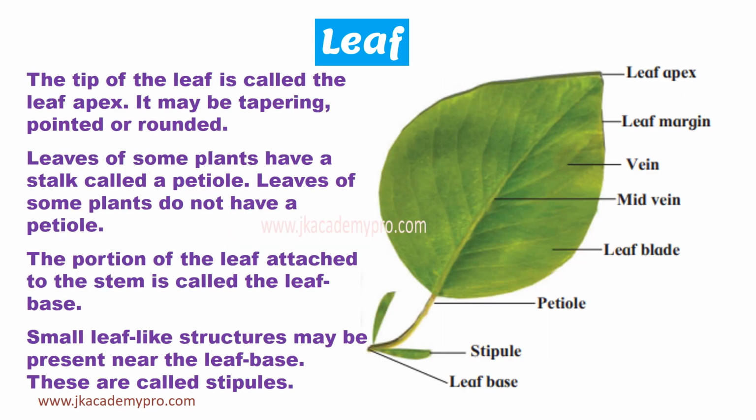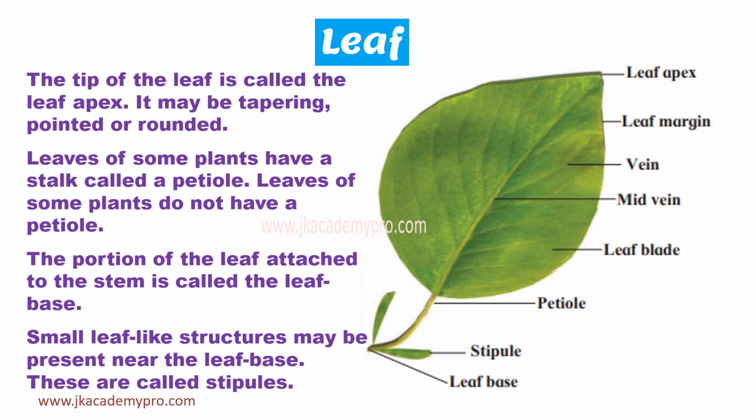Look at the picture alongside and follow my explanation. Now, the tip of the leaf, that is the topmost part of the leaf, is called the leaf apex. It may be tapering, rounded, or pointed. Now, we know that leaves are of different shapes and sizes. So, according to how the shape and size is, the leaf apex could be of different shapes.